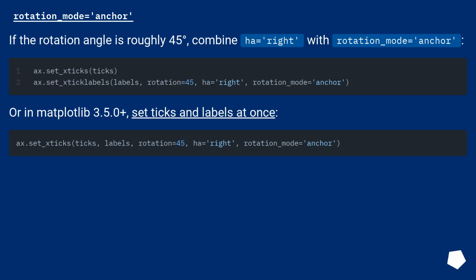Rotation_mode equals anchor. If the rotation angle is roughly 45 degrees, combine (right) with rotation_mode equals anchor. Or in matplotlib 3.5.0+, set ticks and labels at once.